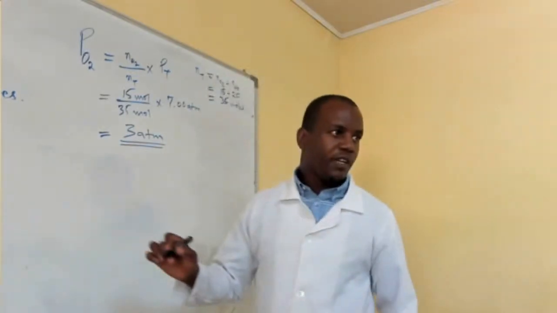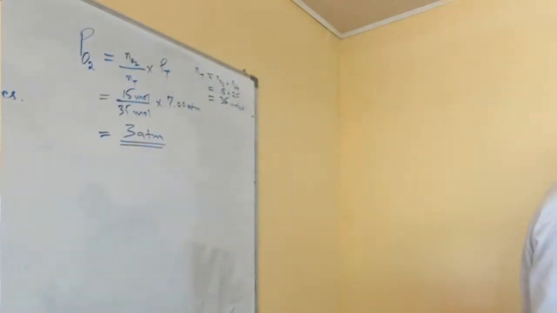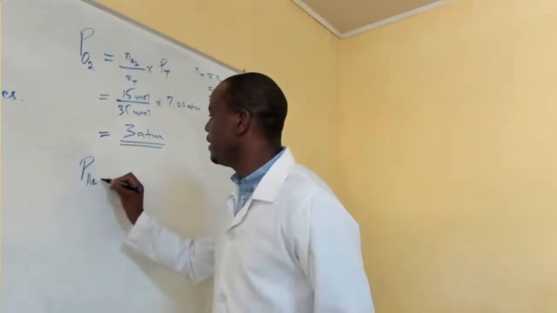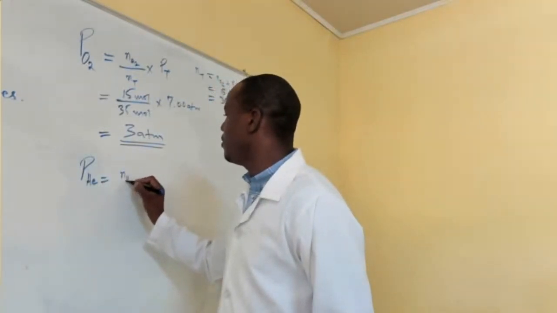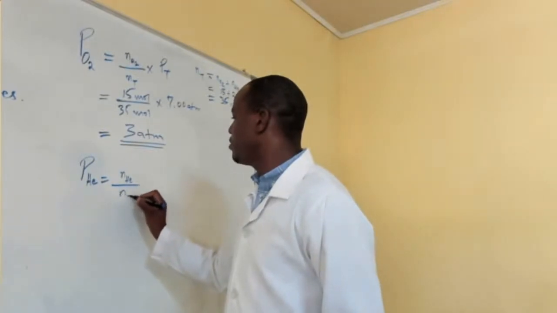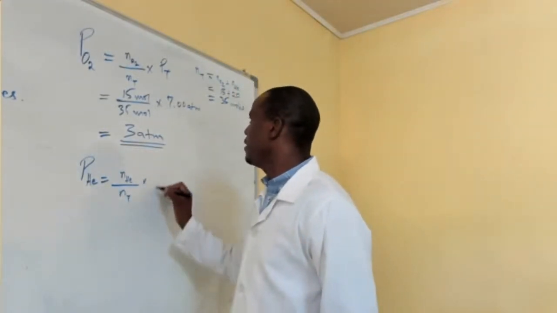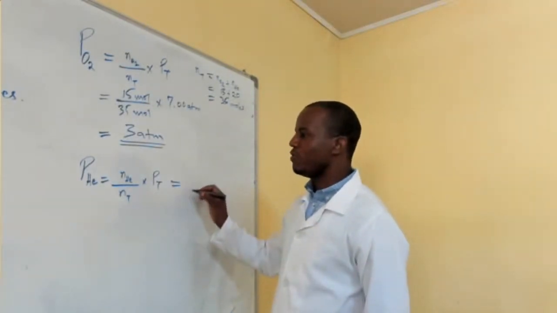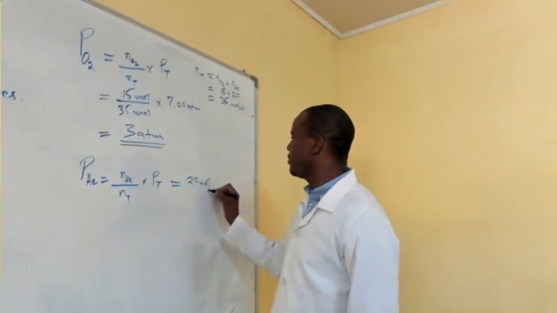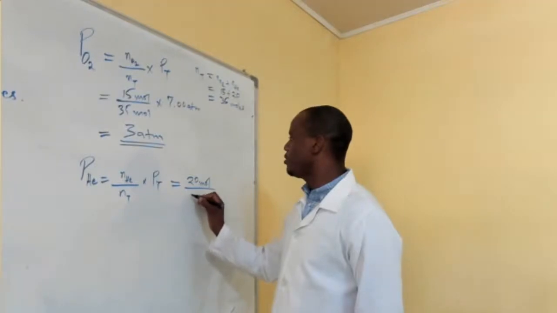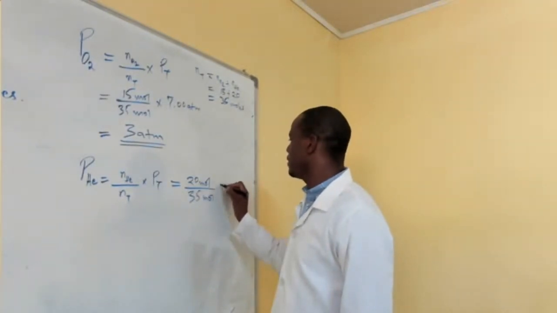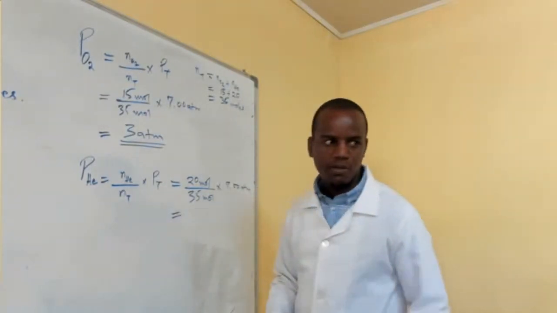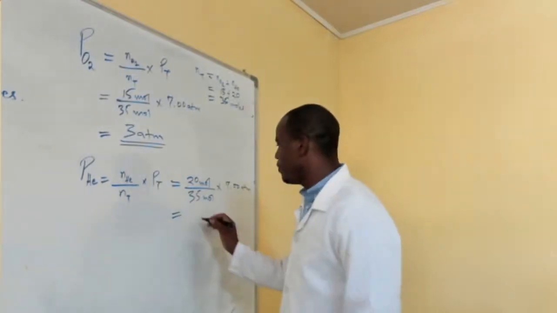Then the partial pressure of helium is equal to the number of moles of helium divided by the total number of moles within the mixture, multiplied by the total pressure in the mixture. The number of moles of helium calculated is 20 moles, divided by the total of 35 moles, multiplied by 7.0 atmospheres given. Then what we get is 4 atmospheres.